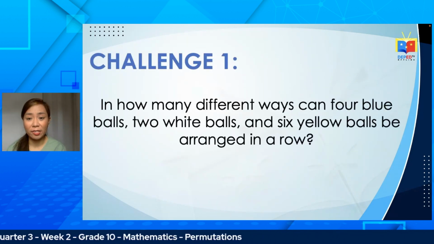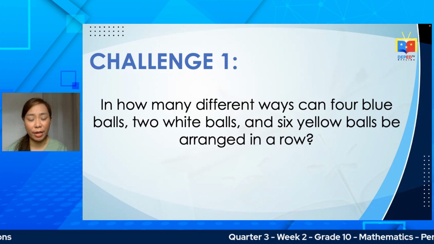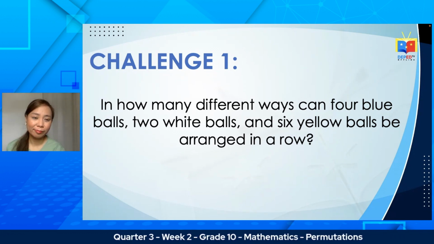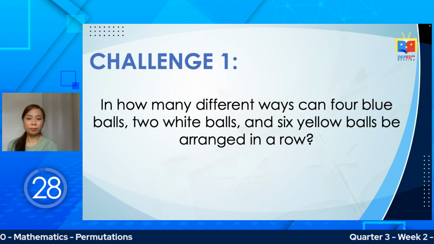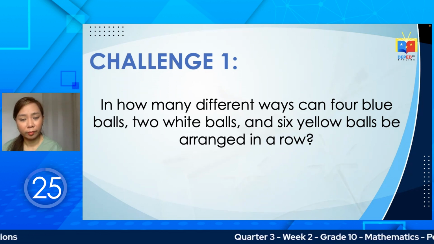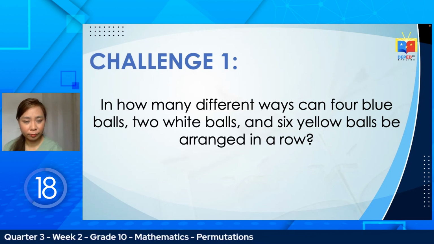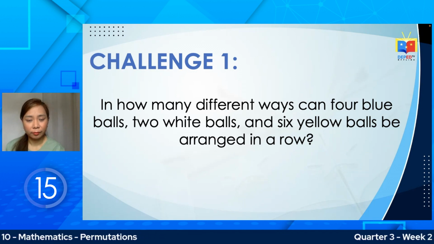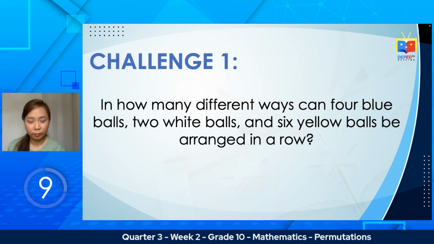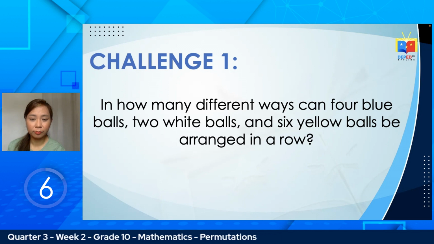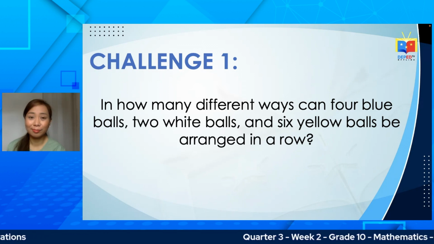In how many different ways can 4 blue balls, 2 white balls, and 6 yellow balls be arranged in a row? 30 seconds, go. Time's up, mathletes.